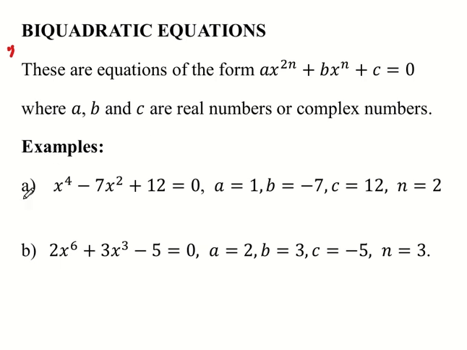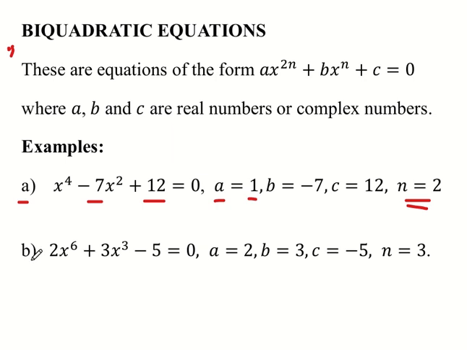We have examples. A: x power 4 minus 7x squared plus 12 equals 0. Here a equals 1, b equals minus 7, and c equals 12, and n equals 2. You can see this x power 4 can be written as x squared, then squared. So n equals 2.